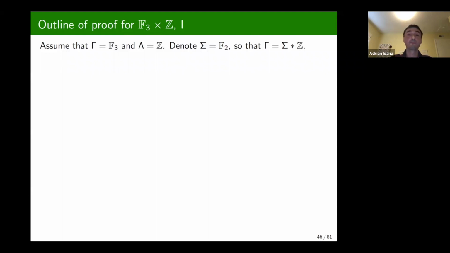So I'm going to assume that gamma, my first group, is F3. This factors onto F2, and lambda is Z, which is a prototypical group with property tau. And I'm going to denote by sigma the free group on 2 generators, so that gamma is the free product of sigma with the integers.